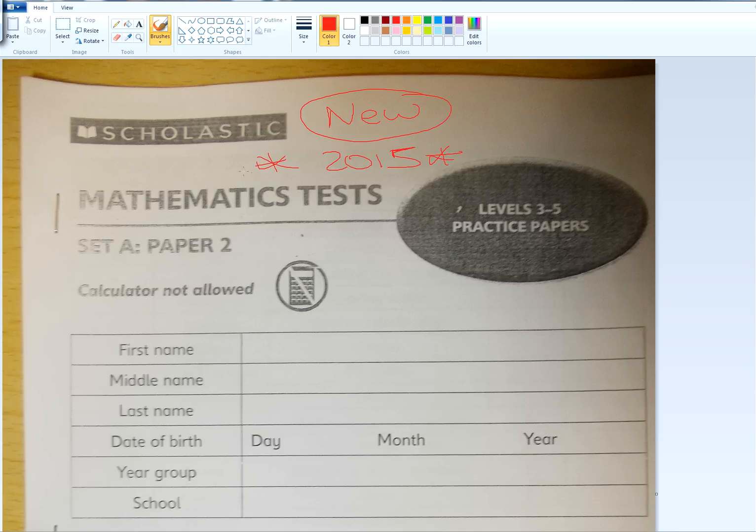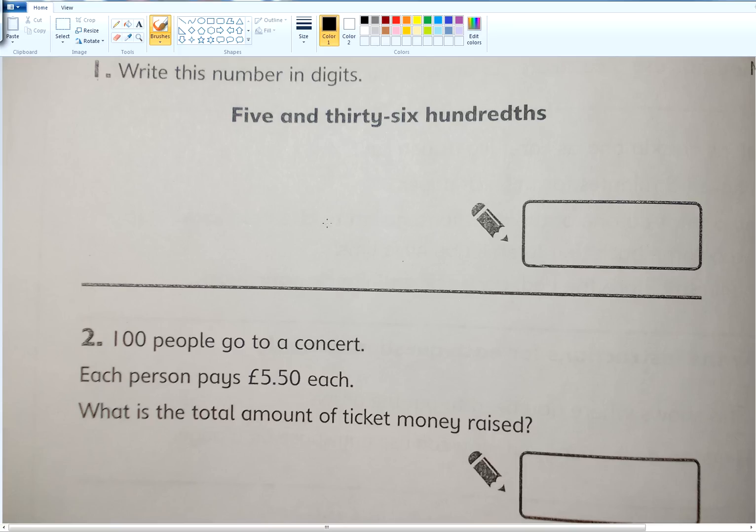That's 2015, the new May 2015 Key Stage 2 SATS papers. Okay, here we go. Question number 1. Write this number in digits. Okay, let's have a look. Write this number in digits: 5 and 36 hundredths.